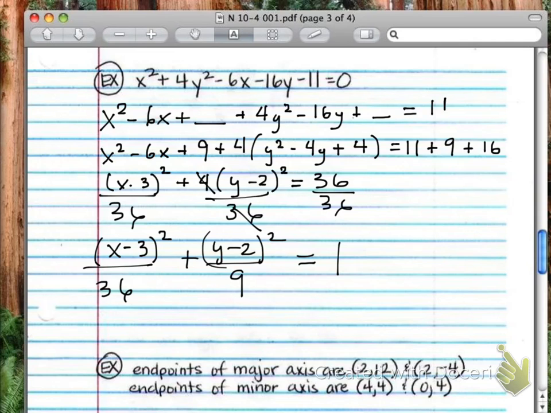Are they going to always be perfect squares as well? No. We would hope. Yeah, you can hope that, but no.